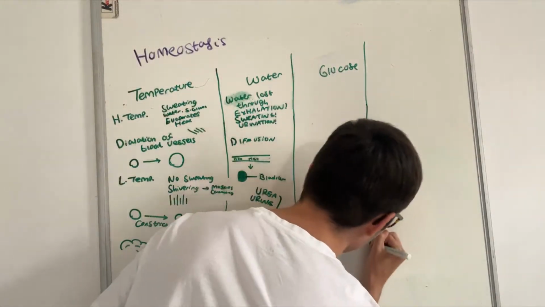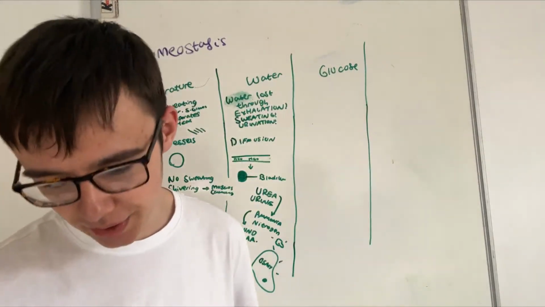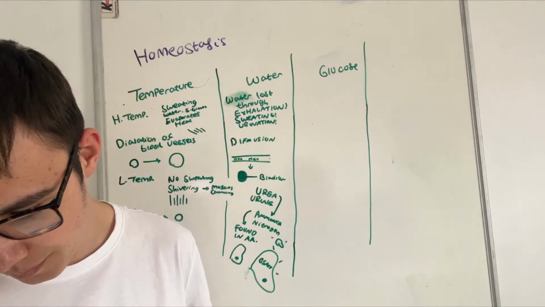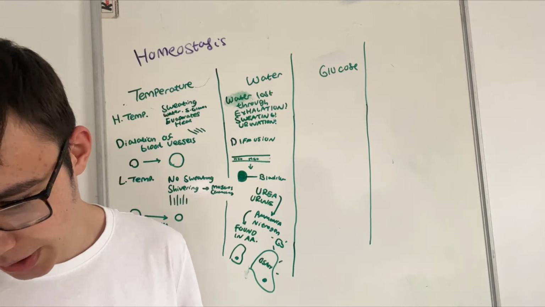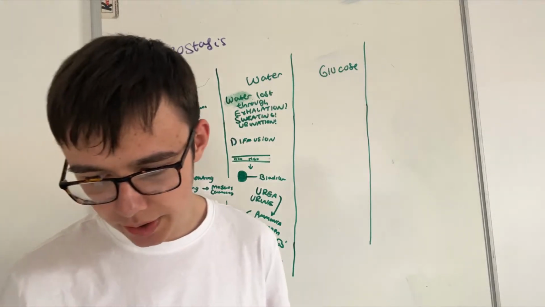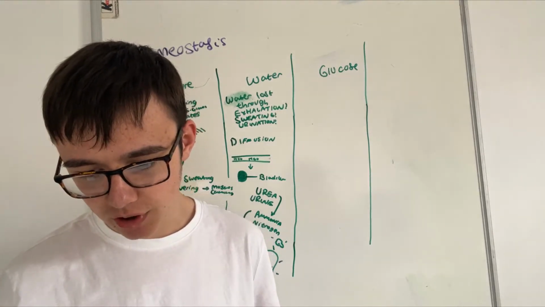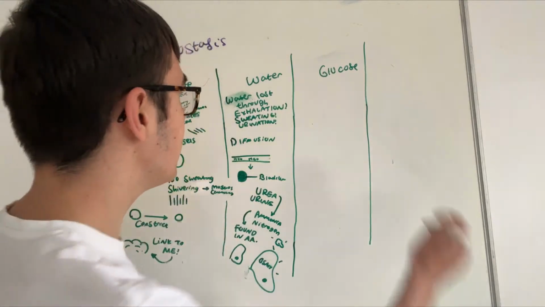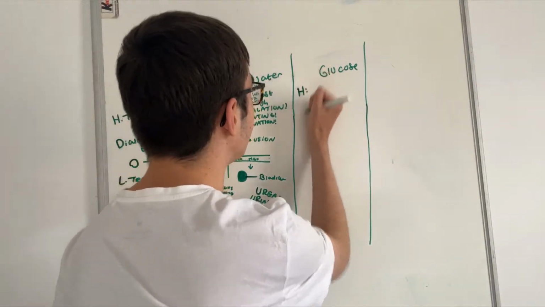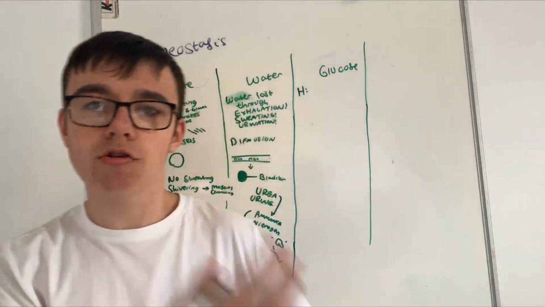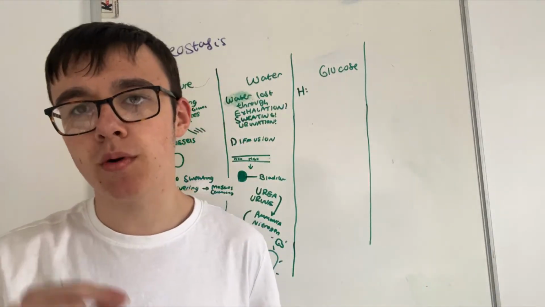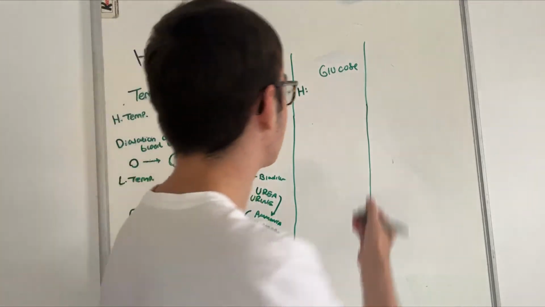Next is glucose. Now this is the Luke Miller topic, okay? This one is rather, not complex, but rather convoluted. So, let's assume we have a high glucose level. What happens? Well, your pancreas are going to, and remember this word, secrete.